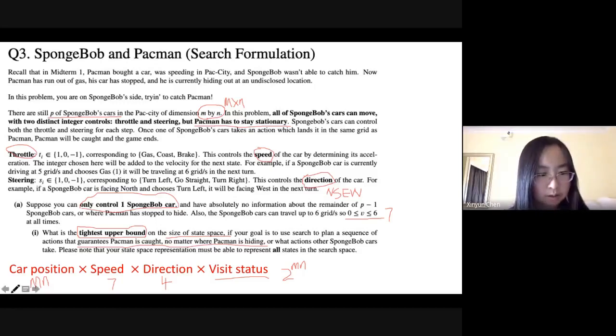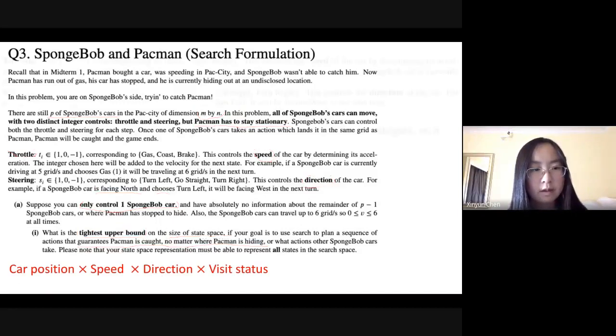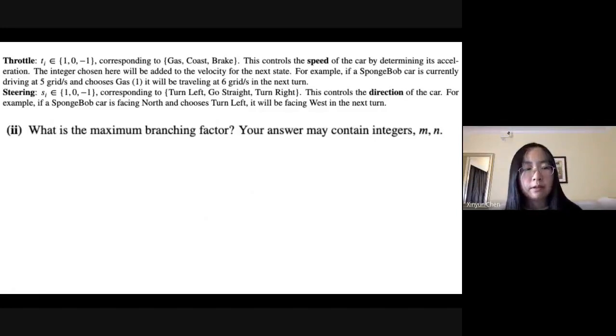Okay, so this is the sub question. Then the second question is asking, what is the maximum branching factor? So what do we mean by branching factor? It means how many actions we can take for each state, and we need to consider the maximum number of actions here. Actually, when we look at the problem statement, some people may confuse how to compute this branching factor with how to compute the state space.